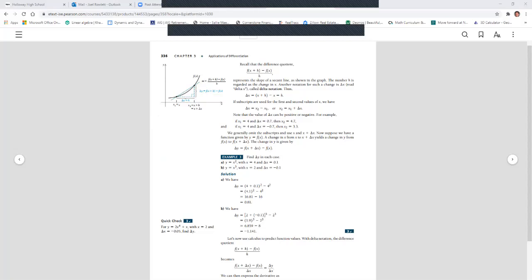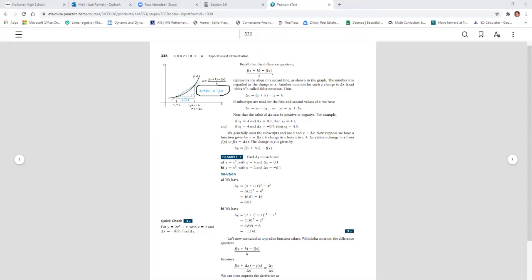So let's take a look at an example. It says to find delta y in each case. Before we start, let's go back and look at what delta y represents. If you go back to this picture, delta y just represents f of x plus h minus f of x. So looking at example 3, part A, we have y is equal to x squared. We start off when x is equal to 4, and then we move slightly to the right, 0.1.